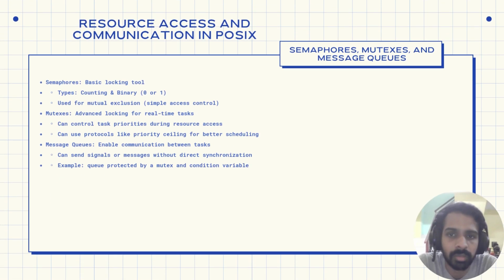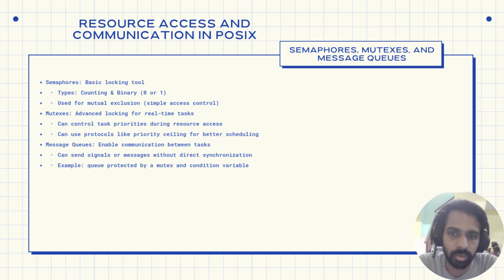So lastly, we come to resource access and communications in POSIX: semaphores, mutexes, and message queues. Semaphores are a basic locking tool. Types are counting and binary, 0 or 1. They are used for mutual exclusion, so simple access control. Mutexes are advanced locking for real-time tasks. They can control task priorities during resource access, and can use protocols like priority ceiling for better scheduling.